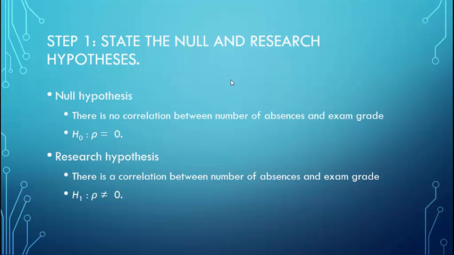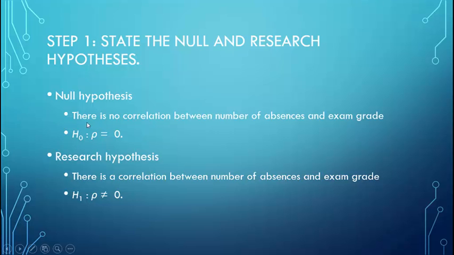And let's go through the steps. State the null and research hypothesis. For a correlation, the null hypothesis is always rho equals 0, meaning the correlation in the population, that's the correlation coefficient symbol in the population, is equal to 0, meaning there's no correlation. The null hypothesis is always the hypothesis of no relationship or no effect, and that's the case here. So we're saying there's no correlation between number of absences and exam grade. The research hypothesis is always that rho is not equal to 0, suggesting that there is a correlation between number of absences and exam grade.